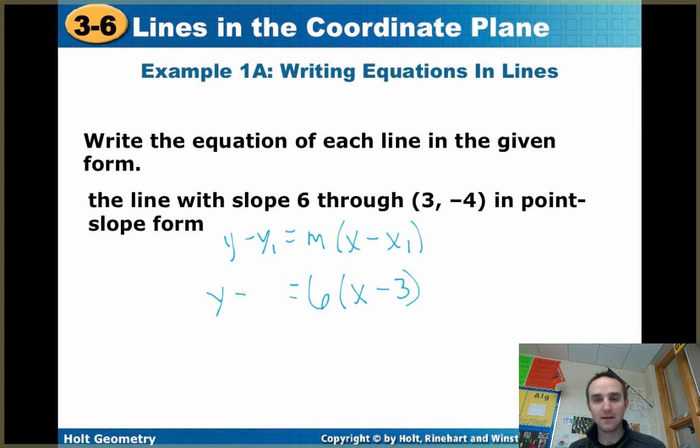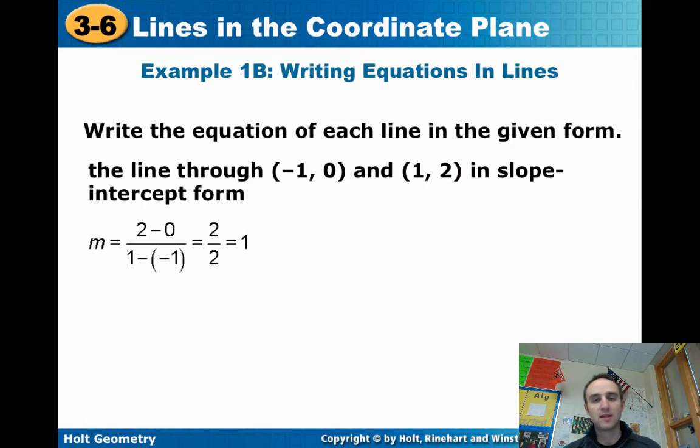Now for the y, it's y minus y1. Well, y1 is a negative 4. So we're looking at minus a negative 4. So we might as well just change that to positive 4. So it's y plus 4 is equal to 6 parentheses x minus 3. It's the opposite of what you see. We see a negative 4 here. We need to turn that into a positive 4 in our equation because it's y minus that value.